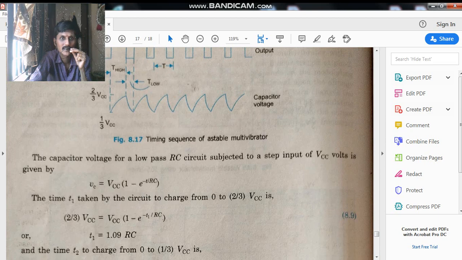VCC is nothing but 5 volts, for example. If we assume 5 volts, 5 into 2 is 10, 10/3 is 3 point something, and 5/3 is about 1.5. So 1.5 to 3.5 is the charging and discharging range.